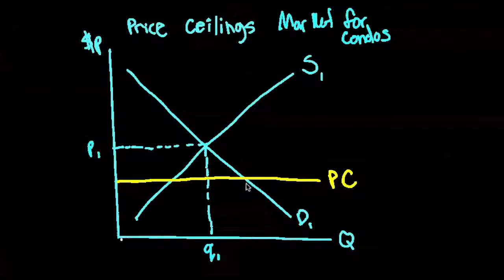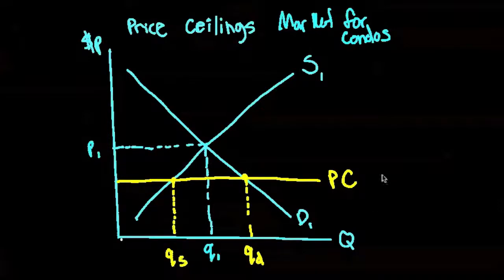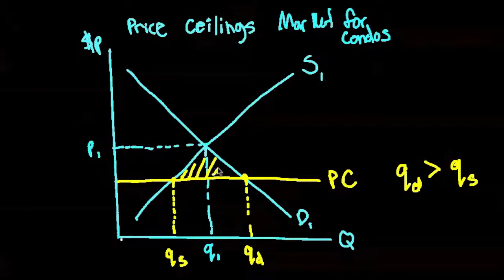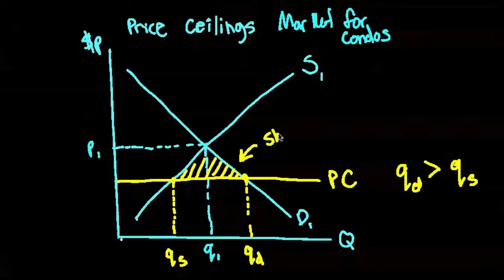So what happens now is right here we have our quantity demanded, where the price ceiling intersects the demand curve, and over here where the price ceiling intersects the supply curve, we get our quantity supplied. So quantity demanded is greater, okay, than quantity supplied. So what happens is over here, because more people are demanding what is supplied, we get a shortage.